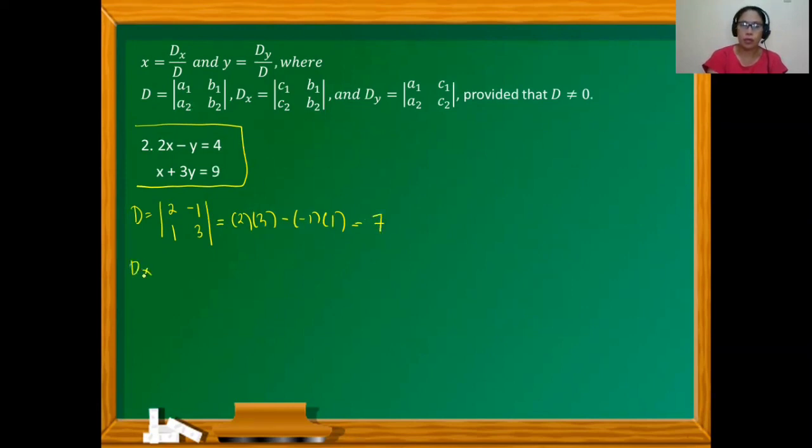For D sub x, we have c sub 1, c sub 2. So we have 4, 9 here respectively. And then b sub 1, b sub 2, so negative 1, 3.